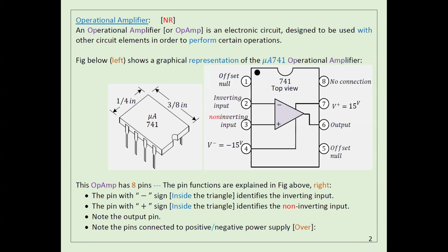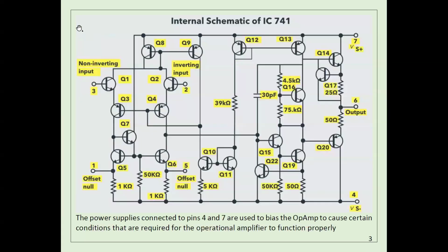So the maximum output you can get should be between 15 and negative 15. If the output is greater than 15, it's going to be saturated, because it cannot produce voltage that is greater than 15. Make sense? Okay.